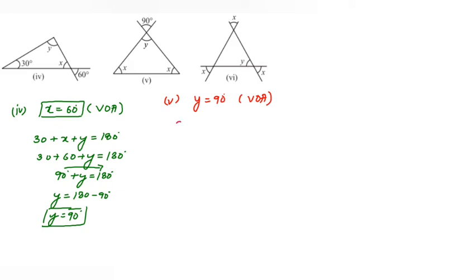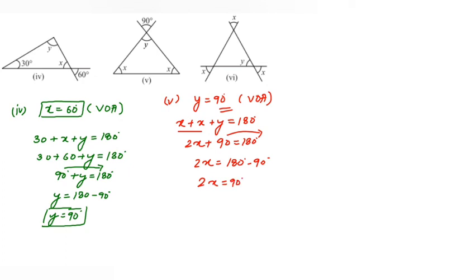So x plus y is equal to 180 degrees. So x plus x is 2x, and the y value we have just calculated is 90 degrees, equal to 180. Transpose 90 to the other side. So 2x is equal to 180 minus 90 degrees. So 2x is equal to 90 degrees. Now we're going to isolate the variable. So x will be equal to, transposing 2 to the other side, it comes in division. Now we can cancel 2 and 90, and we get x equal to 45 degrees. So here x is equal to 45 degrees and y is equal to 90 degrees.